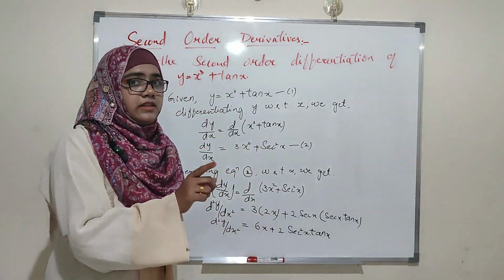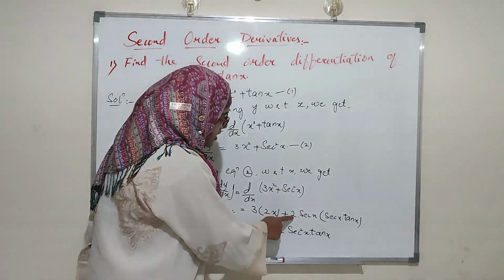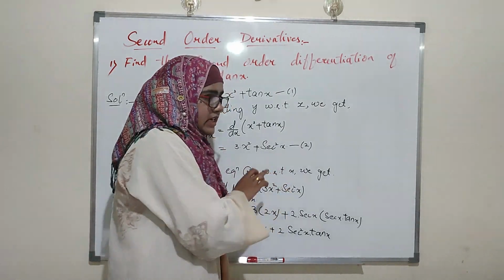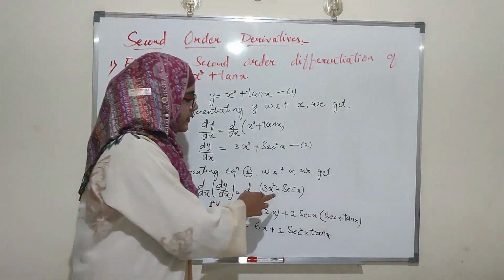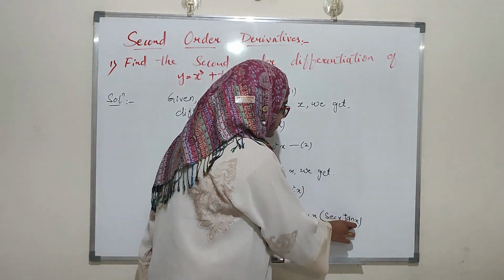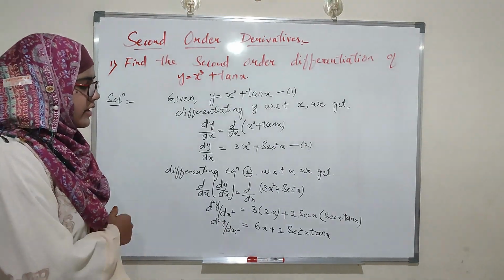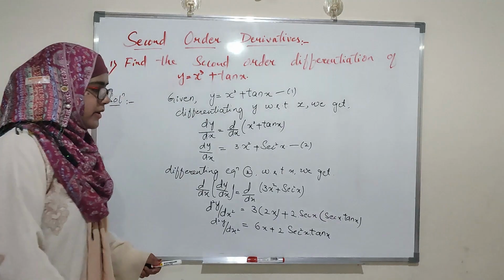Suppose x is one term, x square. Then x square term differentiation is 2 into x. Now sec x differentiation. Sec x is a trigonometric term, that's why we are differentiating again. Then we will get sec x into tan x. Sec x differentiation is sec x into tan x. Then multiply, we will get this answer.